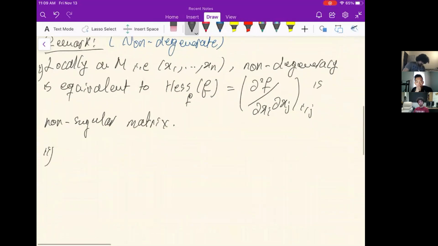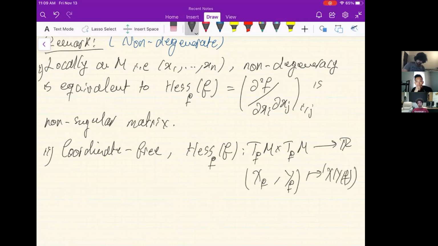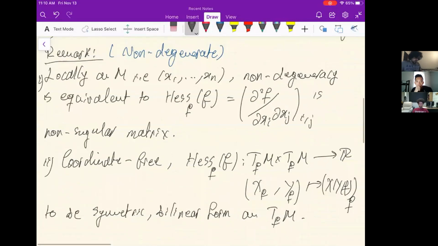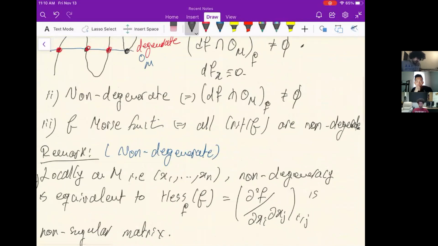And a coordinate-free description of non-degeneracy is saying that I require the Hessian of f, (X, Y) maps to XY of f, all at P, to be a non-degenerate symmetric bilinear form on the tangent space. So basically all of these characterizations of non-degeneracy are the same.